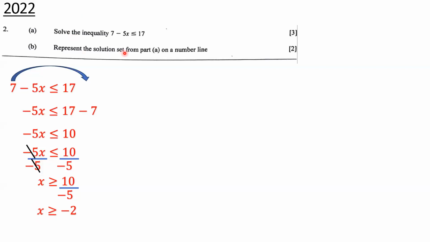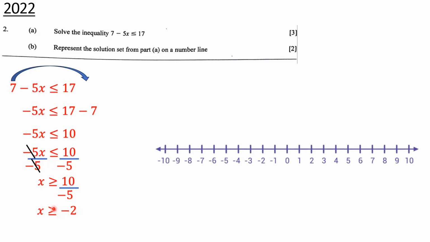Now they say represent the solution set from part A on the number line. So here we have the number line. And since it's less than or equal to, since we have that line underneath, it's going to be a shaded circle. If it didn't have that equal to sign, if it didn't have the line underneath, then we're just going to have a regular circle without being shaded.